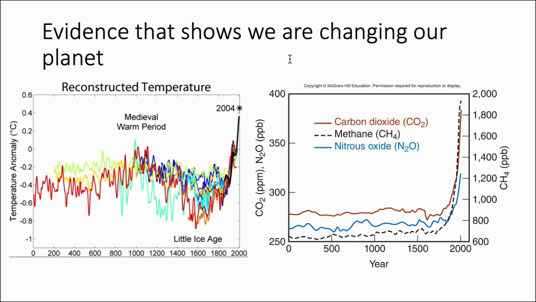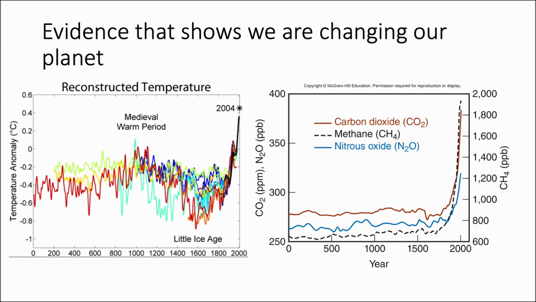So there is clear evidence that shows we are changing our planet, right? You can clearly see the correlation between the temperature and the greenhouse gases. Now, a few lectures ago, I talked about proxies. How do we know what the atmosphere was 5,000 years ago? Right? How do we know that?